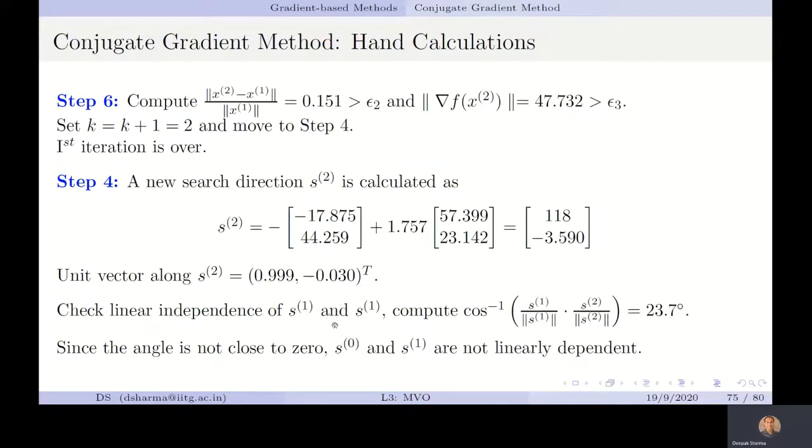Right, so now we will check the linear independence between the two vectors by finding cos theta, which is coming out to be 23.7. Since this value is quite large, we can say that both the directions, S2 and S1... So there is a mistake here, S2 and S1 here, and then there is no angle. So this is another mistake. Since the angle is not close, S2 and S1 are not linearly dependent. This is a small change, you make a note here.